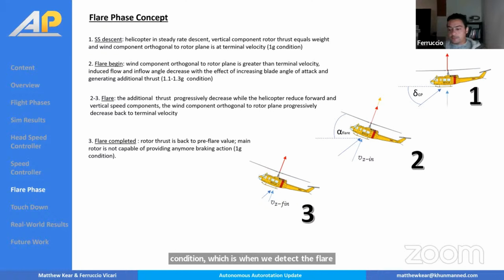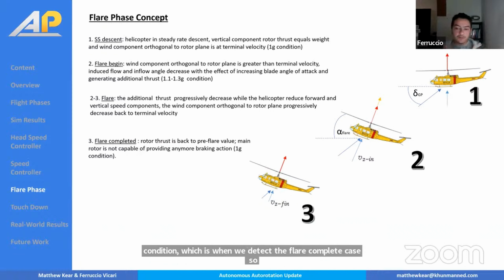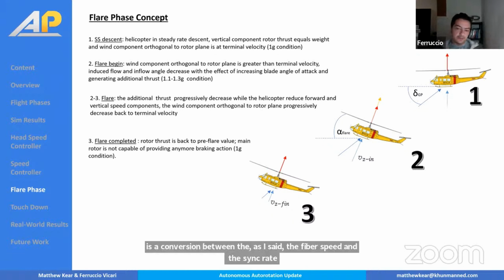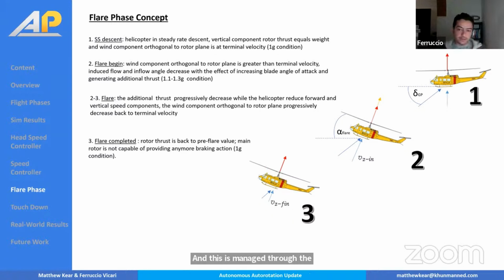So basically, as on gyrocopters, we use forward speed to decrease or increase the sink rate. There is a conversion between, as I said, the forward speed and the sink rate, and this is managed through the pitch up attitude of the main rotor.